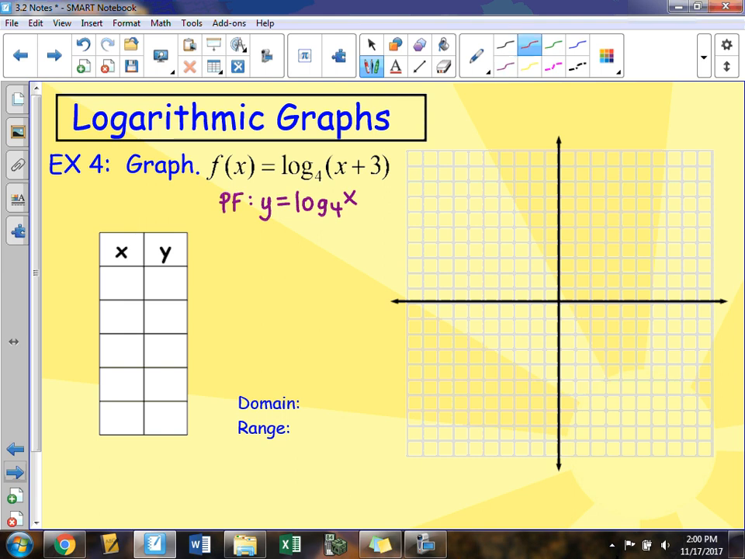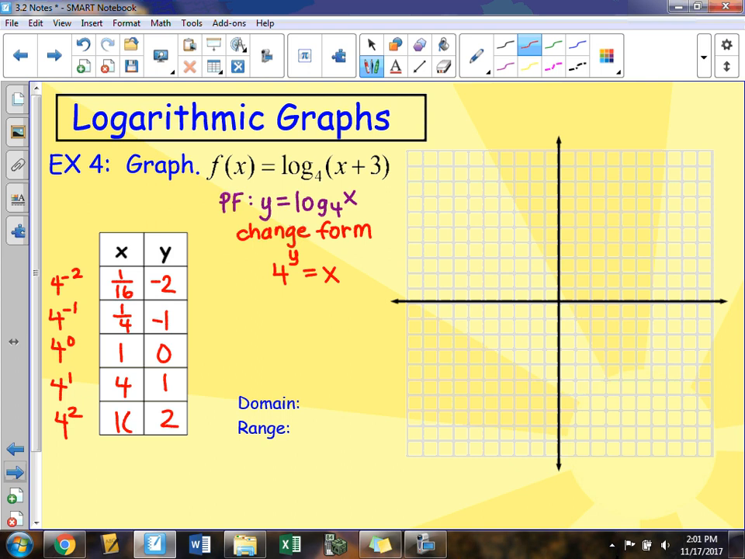If we change the form so that we could create a table, we would have 4, which is our base, to the power of y equals x, which means we would start plugging numbers in for y. If you're doing the parent function for an exponential or a log, there's no reason to pick different numbers but those 5. We would sub those numbers in. 4 to the -2 would be 1 over 4 squared, which is 1/16. 4 to the -1 is 1 over 4. 4 to the 0 is 1. 4 to the 1 is 4. 4 squared is 16. Obviously, all of those will not fit on a 10 by 10 graph. But that is our parent function.